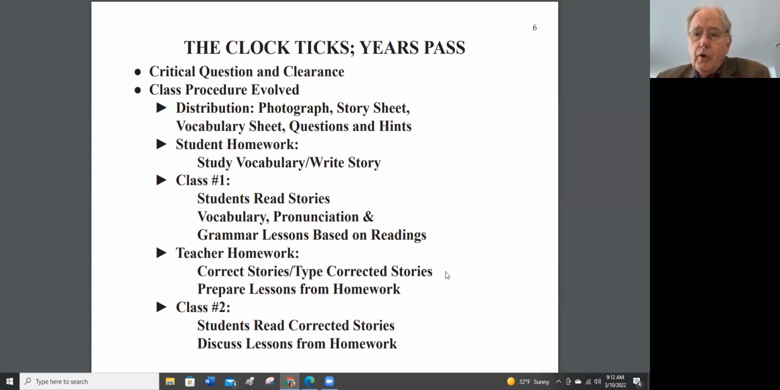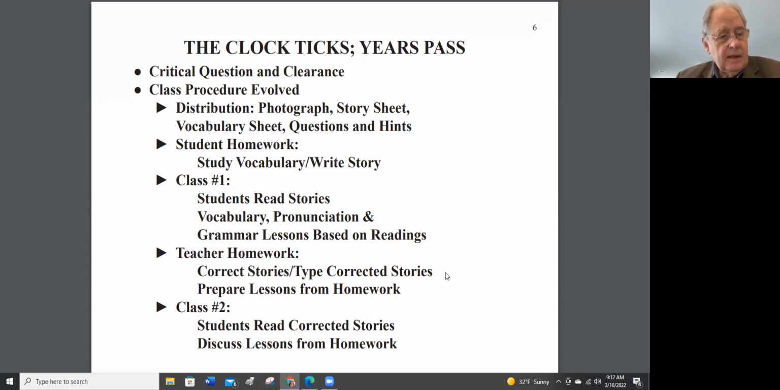And then the real homework came for the teacher. I took their stories home, I corrected them, I typed them up, and I prepared lessons from homework. And in the second class, I handed out the corrected stories, and they read them again. That led to more discussion of grammar, vocabulary, and the lessons from the homework.